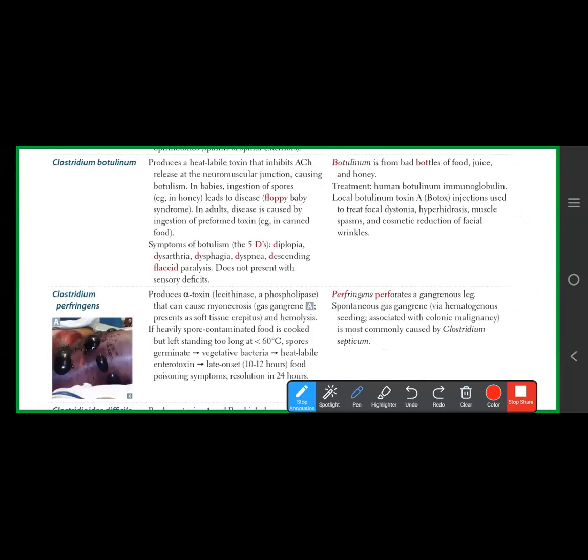Okay, so even if you're going for local Botox injections, there are so many patients who want to treat focal dystonia, or patients who want to treat achalasia, or patients who want to treat muscle spasms.